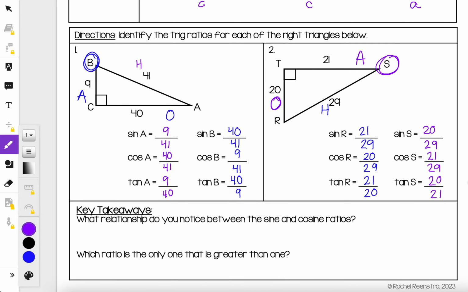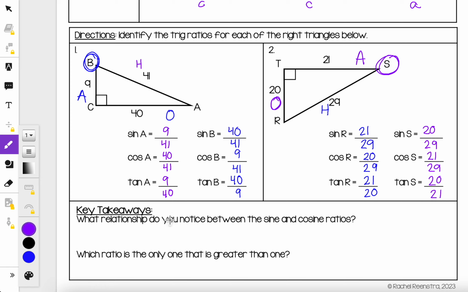So let's see if we notice any patterns. I'm calling these key takeaways because these are some really important concepts that you want to know. They come across on a lot of standardized testing like the SAT or whatever your state testing is. So the first one says, what relationship do you notice between the sine and cosine ratios?